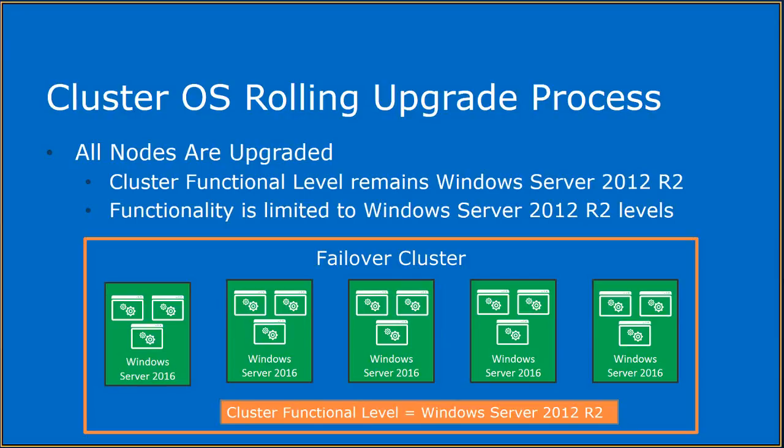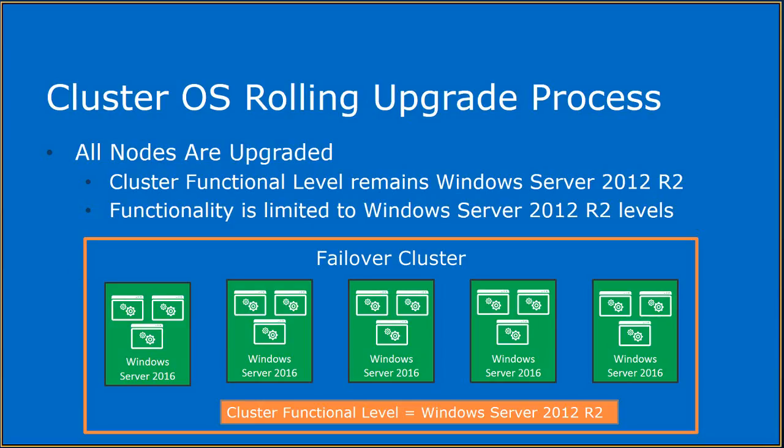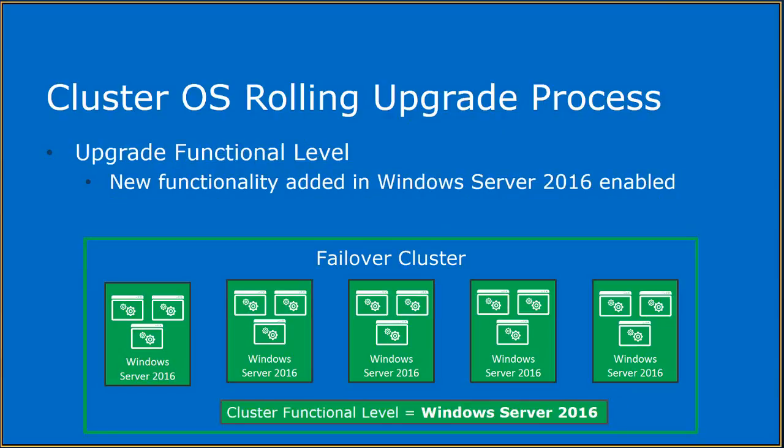However, our functional level is still the old version. And what this allows us to do is test to make sure that our applications are still performing well on the 2016 platform before we make the full commitment to 2016. So if during this test period certain applications aren't working well, or there are performance issues, it's relatively easy to roll back during this process. Once we're comfortable that everything's on the next version, we'll run the cmdlet to upgrade the functional level to 2016, and then all of the nodes will have access to the latest features.